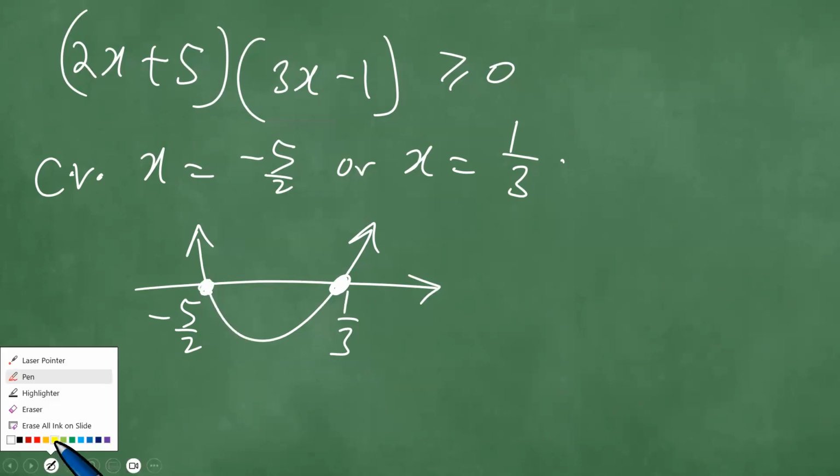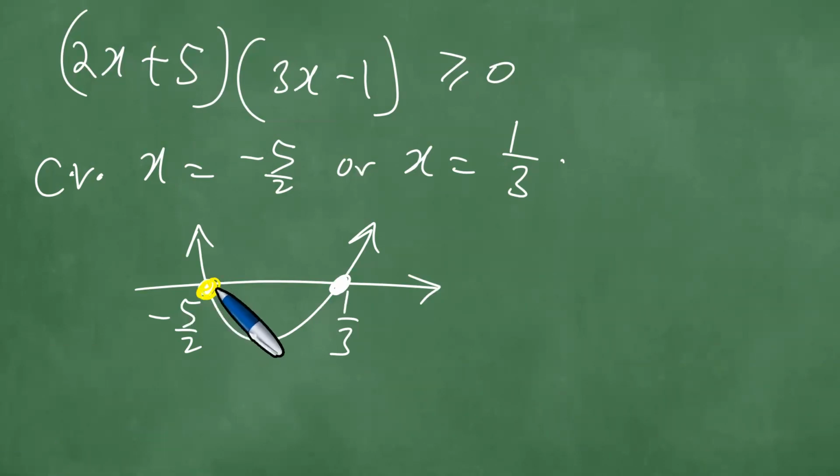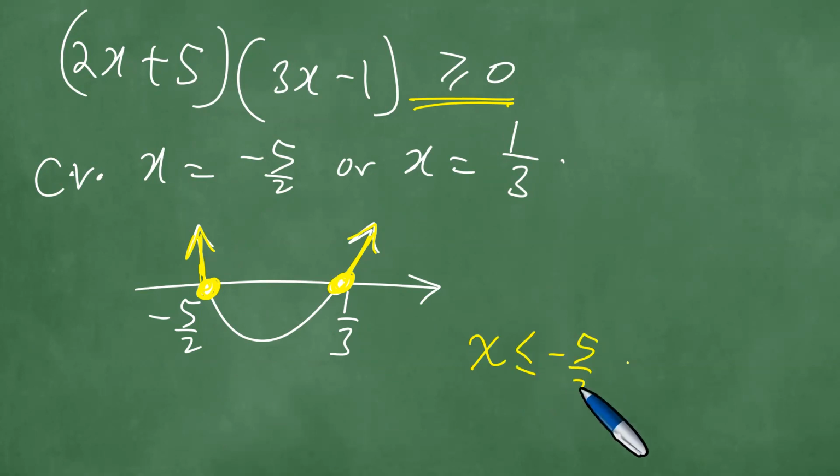Can we use a different color? So the graph is 0 there, and it's 0 there, but it's greater than 0 when you go up, greater than 0 when you go up like that. So which means that at this point, you have that x is less than or equal to minus 5 over 2, or x is bigger than or equal to 1/3, like that.